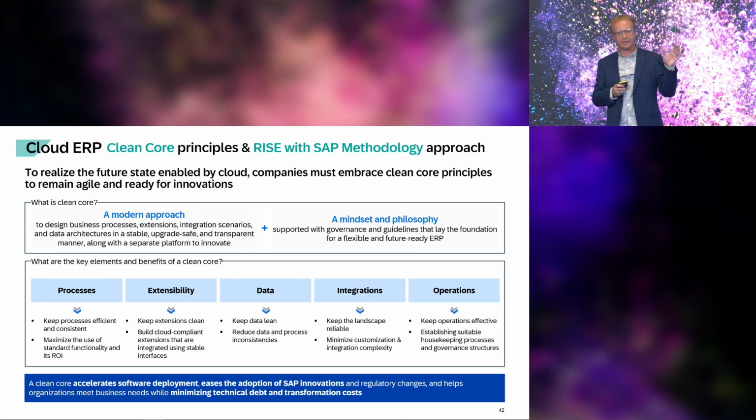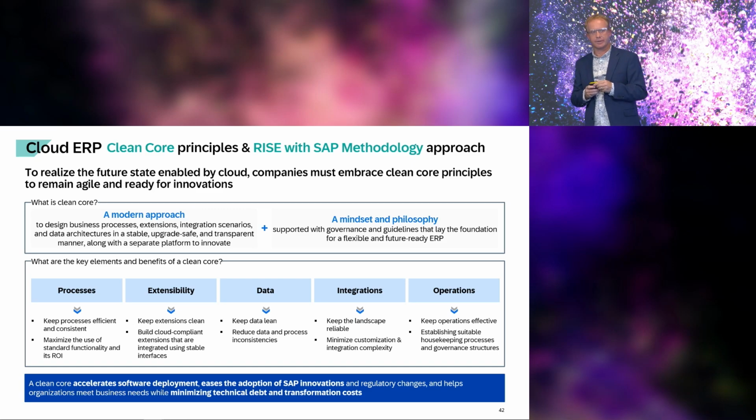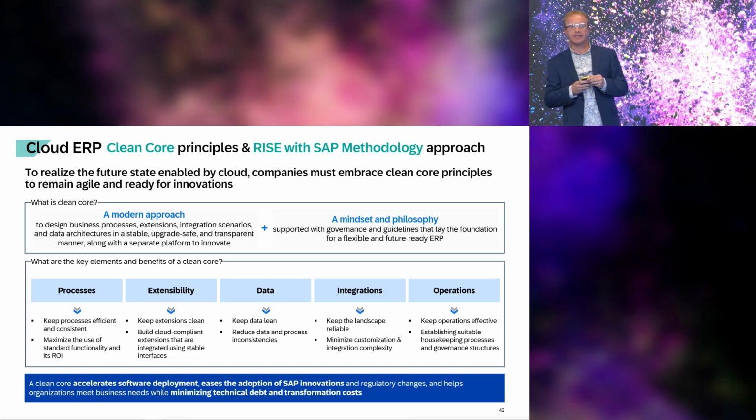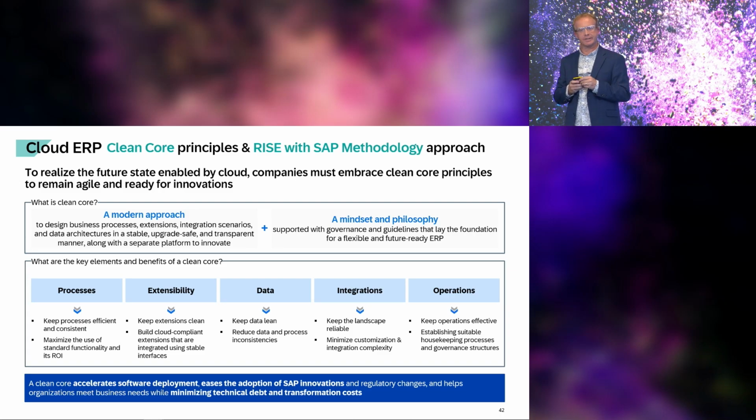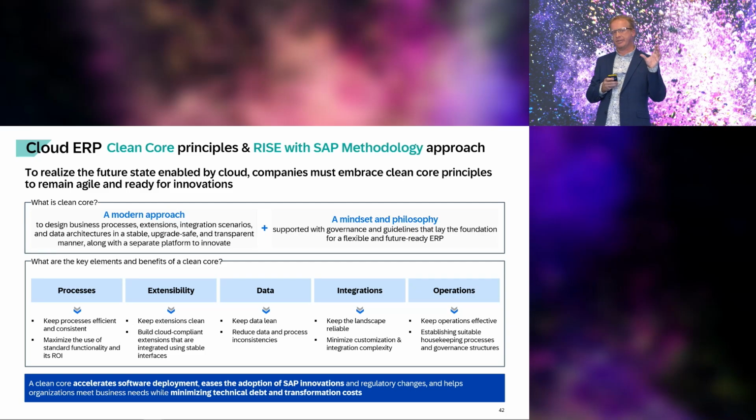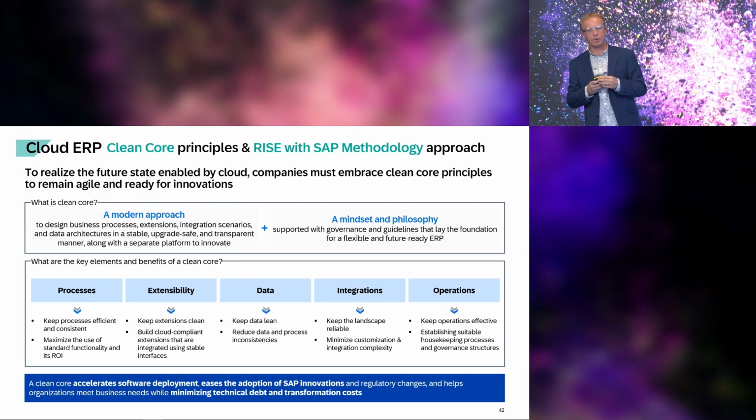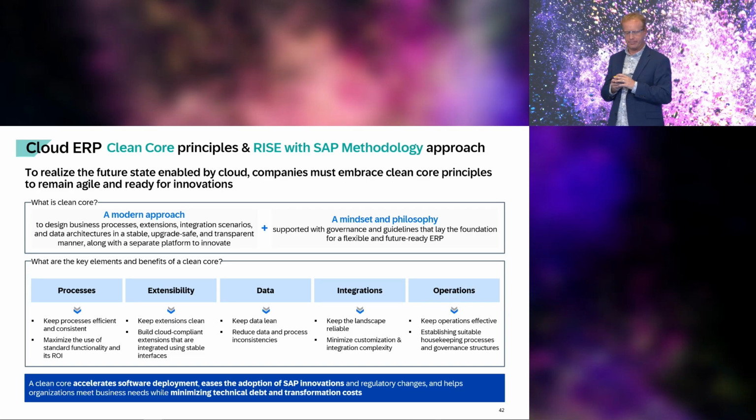Clean core comprises five different qualities: processes, extensibility, data, integrations, and operations. We already touched upon the processes and extensibility. When it comes to data, it's about managing a lean data footprint in your solution. It means that archiving is now and continues to be as relevant as it always has been. It means that you need to have certain checks in place to make sure that your data quality is consistent and that you have remediation actions where it's not.